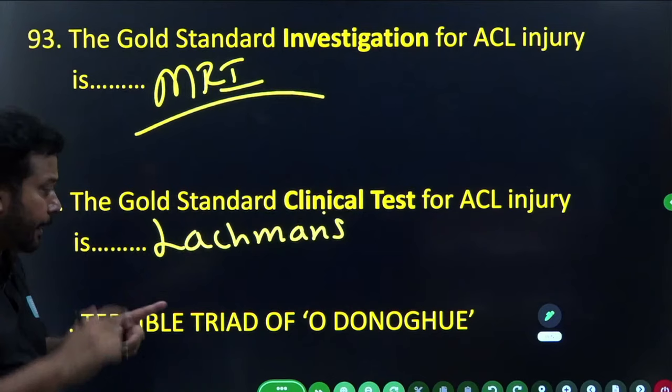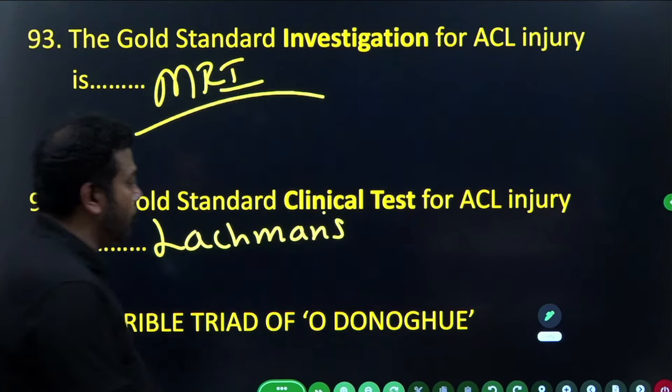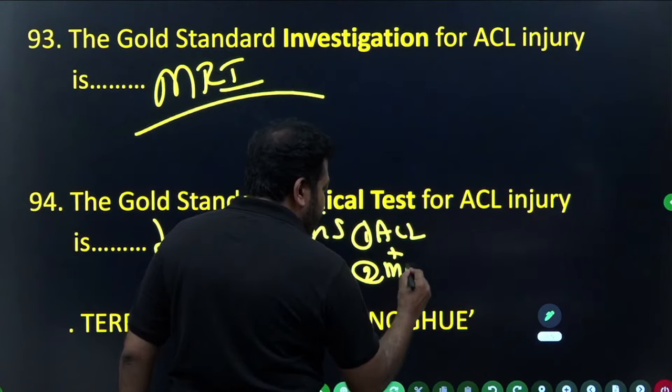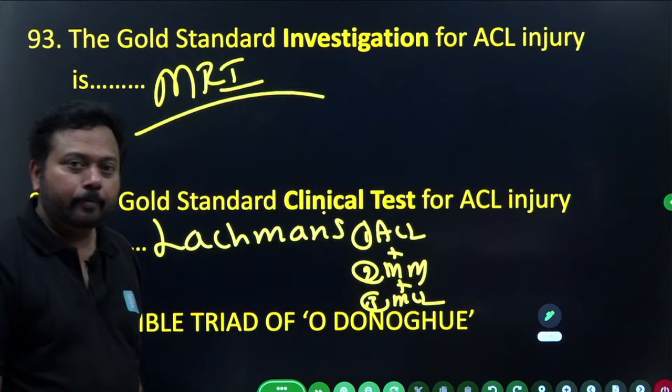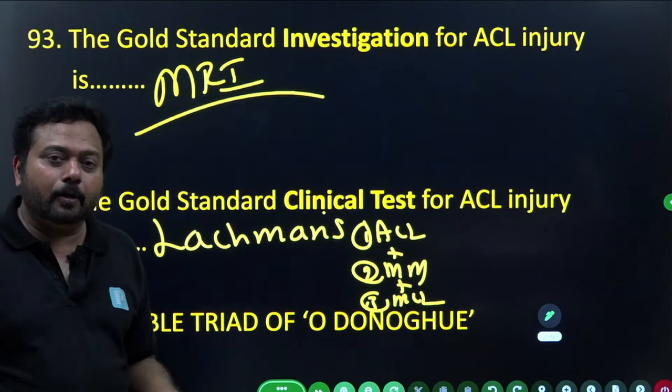Terrible triad of O'Donoghue. Okay, that's the pronunciation, O'Donoghue. It's an Irish word. What is the terrible triad of O'Donoghue? Number one, ACL injury, plus number two, medial meniscal injury, plus number three, medial collateral ligament injury, MCL injury. In the same knee at the same time, the patient is having ACL injury plus medial meniscal injury plus medial collateral ligament injury. That is called terrible triad of knee. Otherwise called unhappy triad of knee. This is called terrible triad of O'Donoghue. Okay, yes.